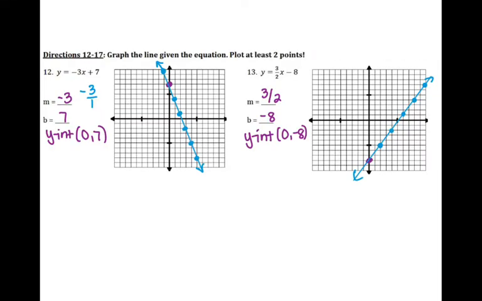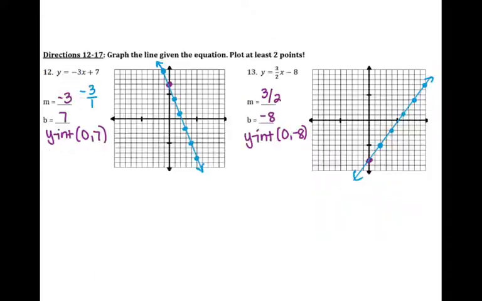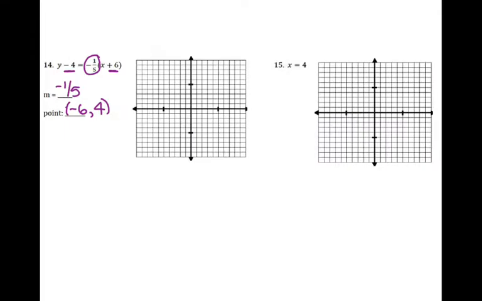And if we go back to when we wrote our equations, for example, this point right here, 0, 6, when it ended up in point-slope form, it was -0 and -6. So it's always the opposite. Okay, so I'm going to start by plotting my point, -6, 4. There it is.